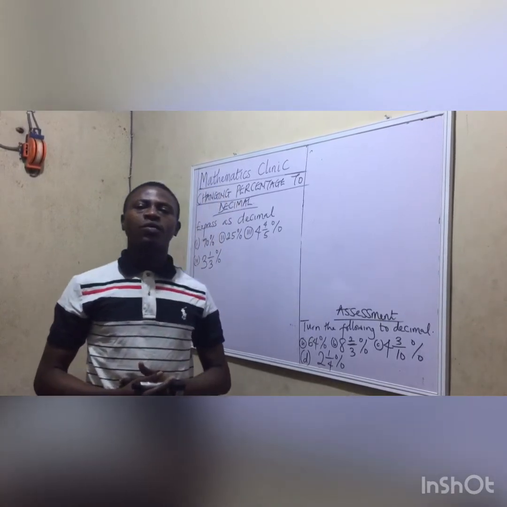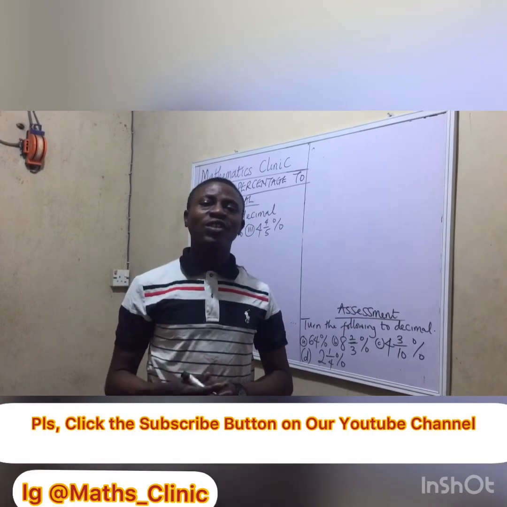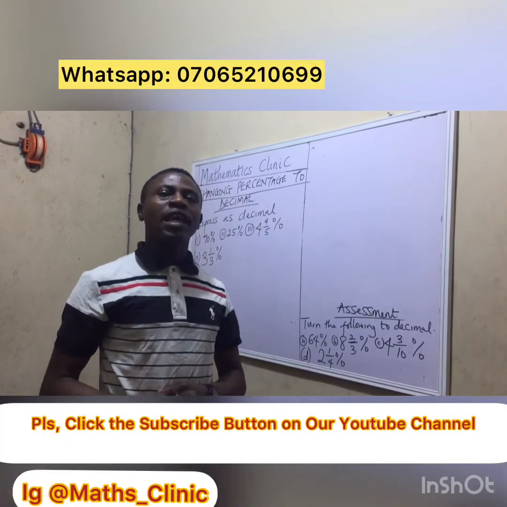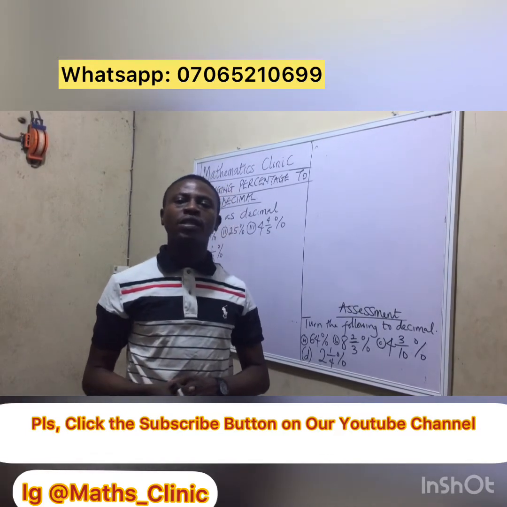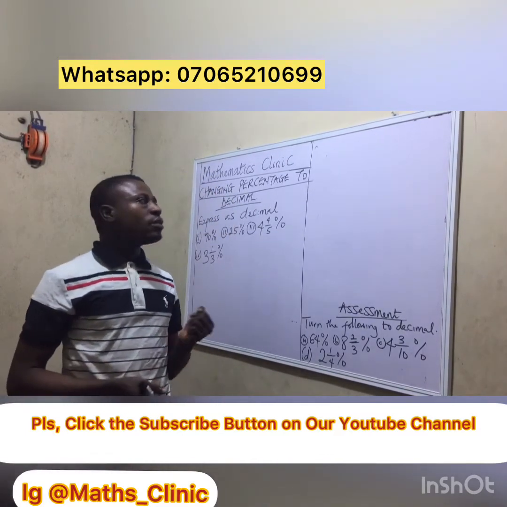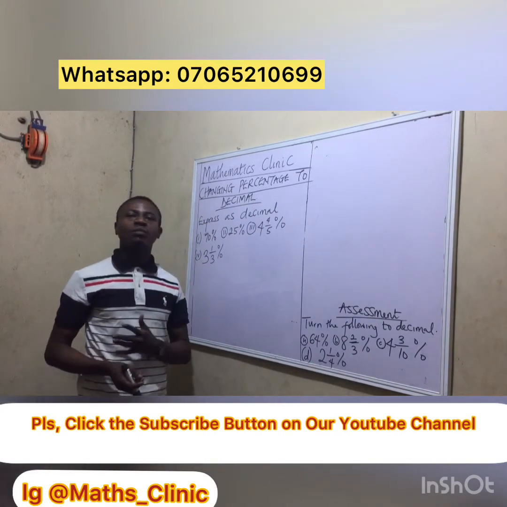In our previous class, we talked about changing fraction to percentage. And I told you if you are asked to change a fraction to percentage, any given fraction, you multiply it by 100, then you start cutting it to the lowest term. Then that's it. Without wasting much time, today we'll be talking about changing percentage to decimal.